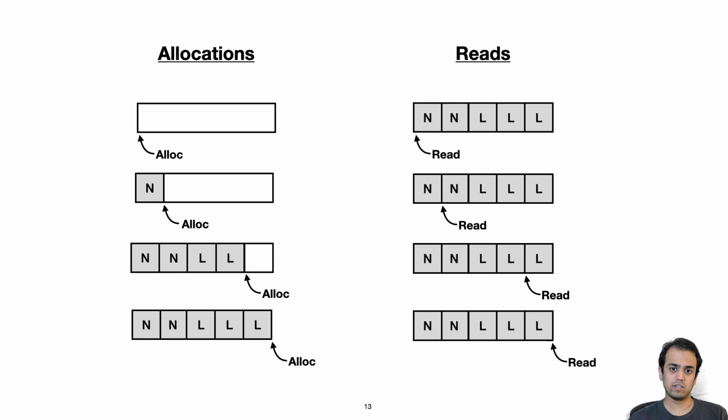And here's a little picture which shows how reads and writes work in Locus. So each region has a single allocation pointer, which always points to the next available cell on the heap. So it starts at the beginning of the region, and each write moves it by one. And this is how it moves along the length of the region. And reads work in a similar way as well.